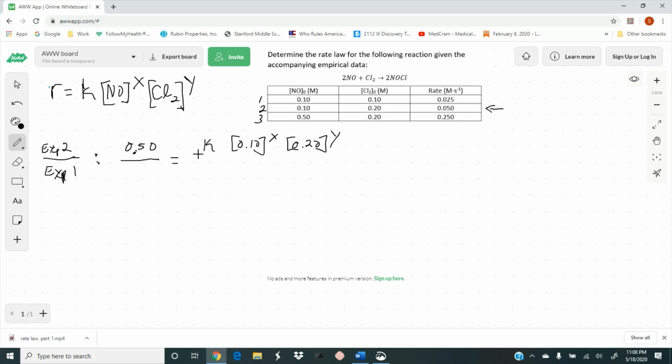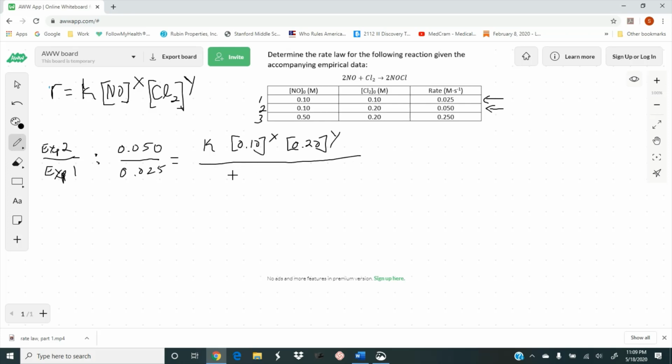So I'm going to divide by the rate of experiment 1. Experiment 1 is right here, and the rate of experiment 1 is 0.025. Oops, I'm sorry, I put the wrong number down here. I'm going to fix that, because it's not 0.5, it's 0.05. All right, so this is the rate for experiment 2, this is the rate for experiment 1.